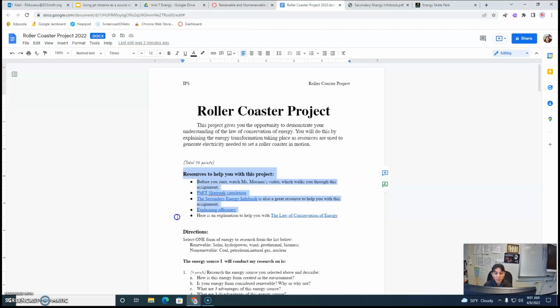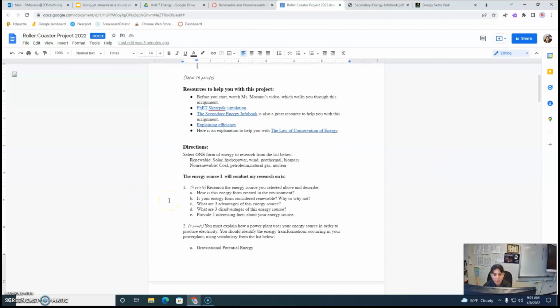At the beginning of your assignment, you will see resources that are helpful. I very highly recommend that you go through all of them in order to support you and help you accomplish this assignment. In the directions specified right here, you're going to start by selecting one form of energy.